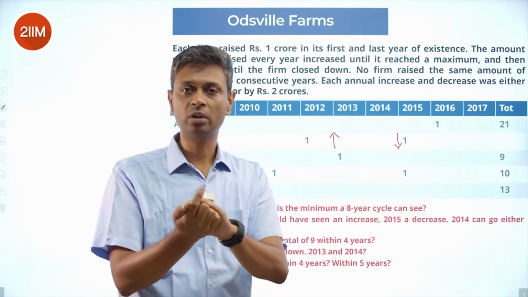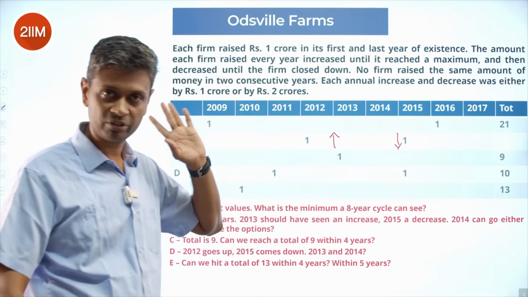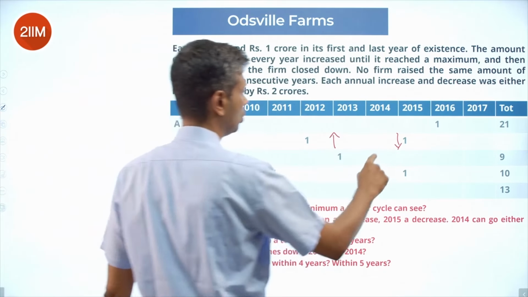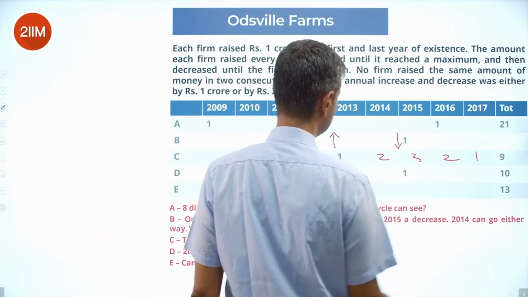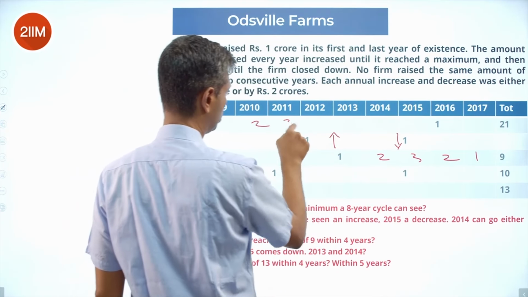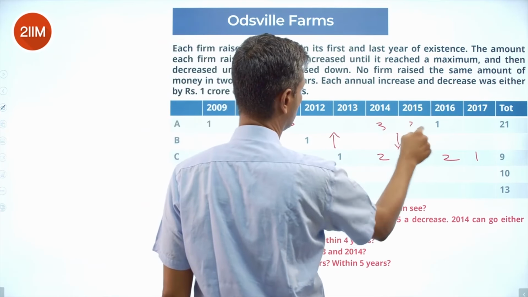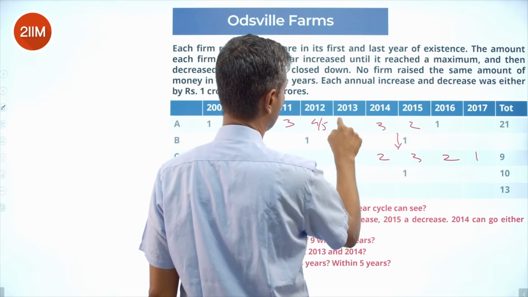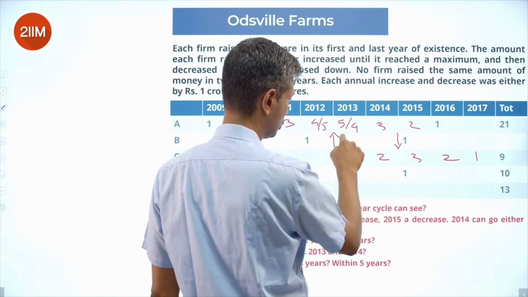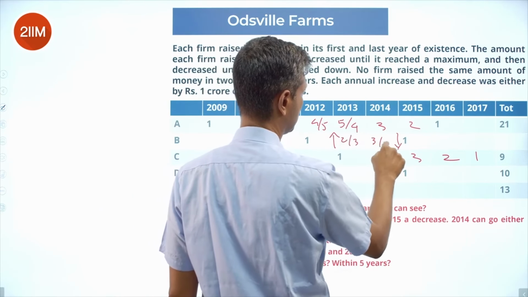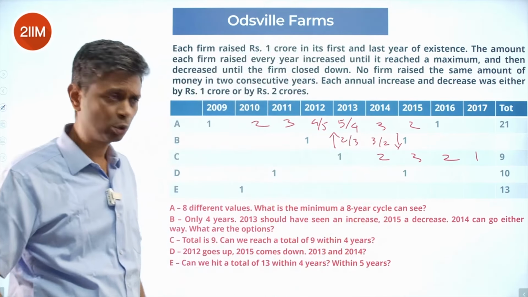1, 2, 3, 2, 1. That adds up to 9. That's what this is. So this is 1, 2, 3, 2, 1. This is 1, 2, 3, 3, 2, 1. 4/5, 5/4. This is 2/3, 3/2. Adding up to 10.